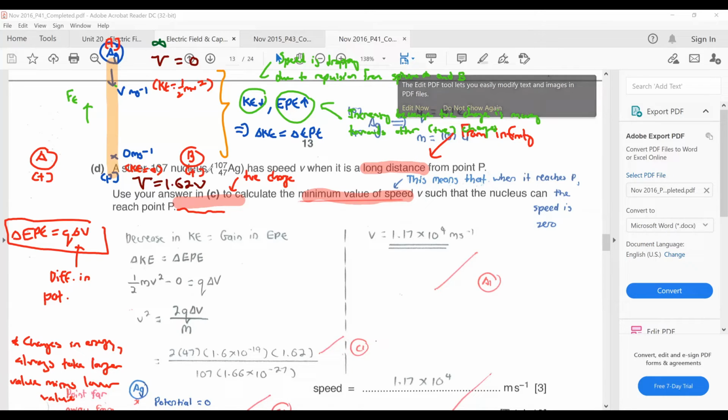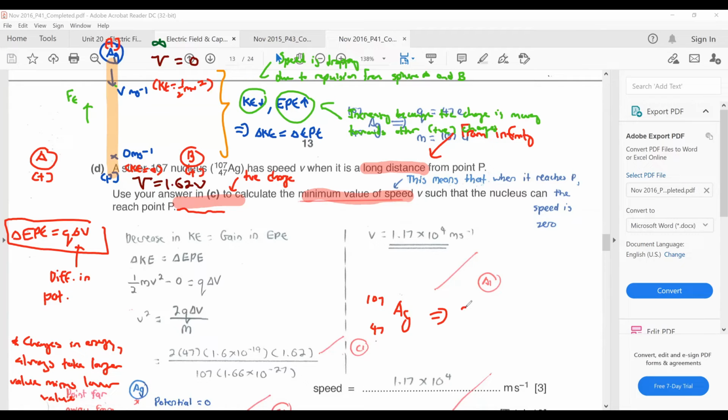This one refers to the argentum nucleus, Ag-47-107. The charge of your argentum nucleus will be provided by your protons, which is 47e. The mass of your argentum nucleus will be based on your nucleon number, which is 107u. That's why your charge here is 47 times 1.6 times 10 power minus 19. Your mass here is 107 times 1.66 times 10 power minus 27. So eventually you get your speed as 1.17 times 10 power 4 meters per second.